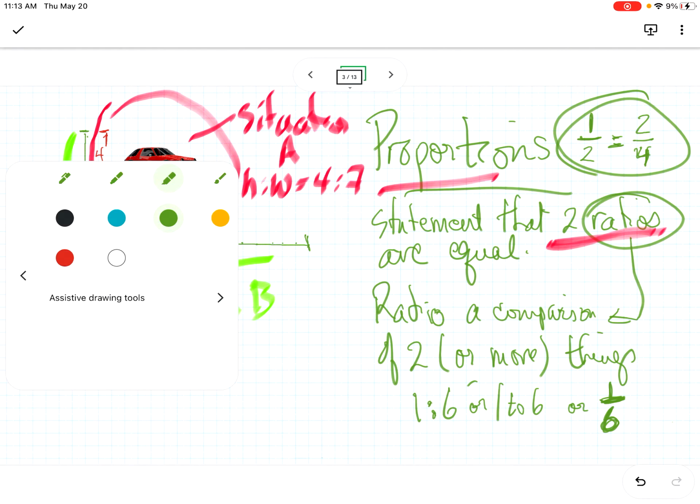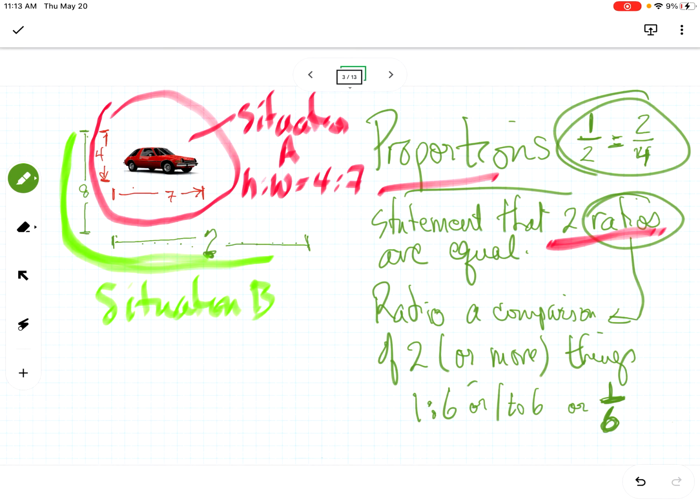And situation B also has a ratio. Same thing, we're comparing the same things. Remember, a ratio is a comparison of two or more things. In situation A, we're comparing height to width.